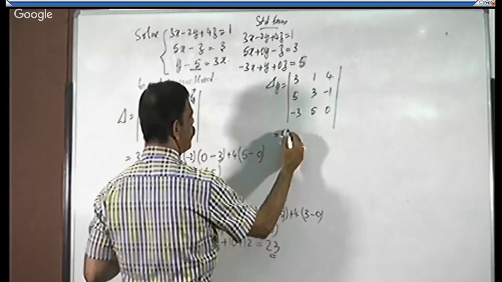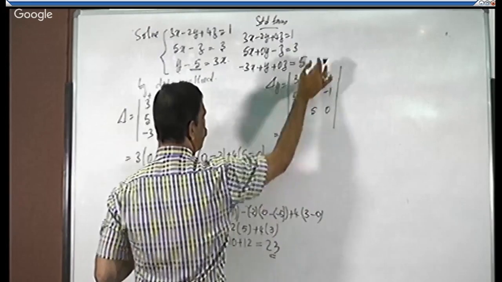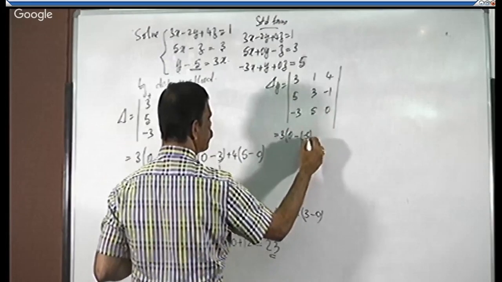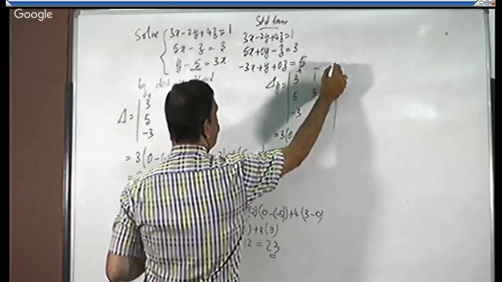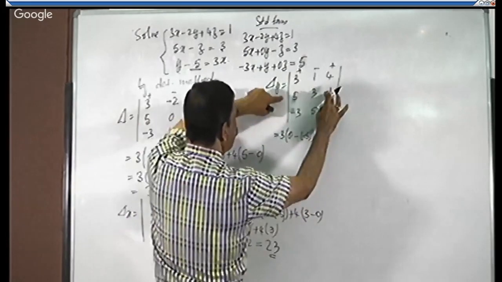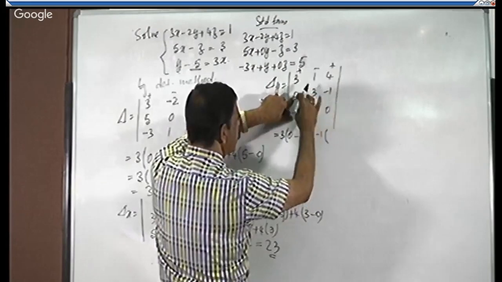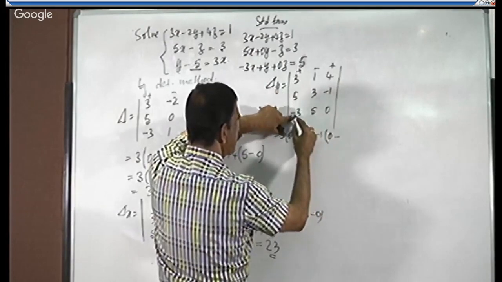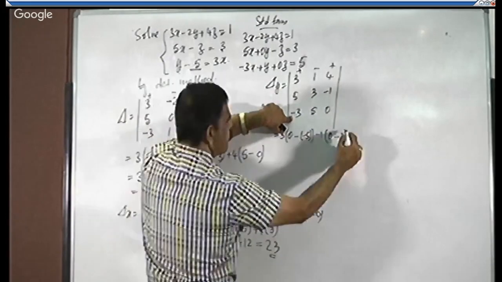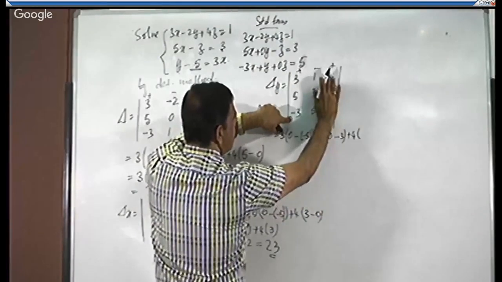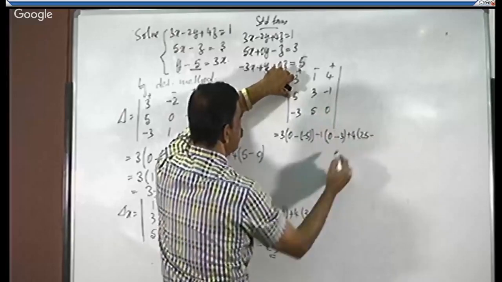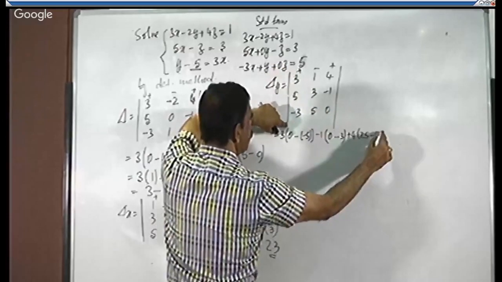Expand it. 3 into, leave the corresponding column and row. 0, minus of 5 into minus 1 is minus 5. Minus of 1 into, leave the corresponding column and row. 5 minus 1, minus 3, 0. 0, minus of, minus into minus, plus 1 into 3 is 3. Plus 4 into, leave the corresponding column and corresponding row. 5 5s are 25, minus 3 into minus 3, minus 9.